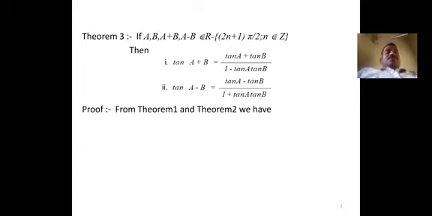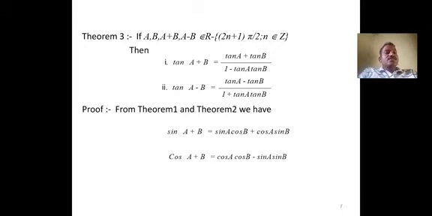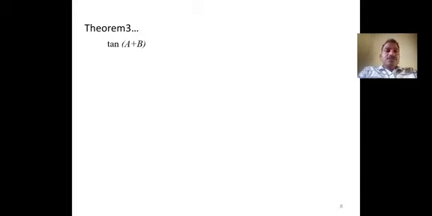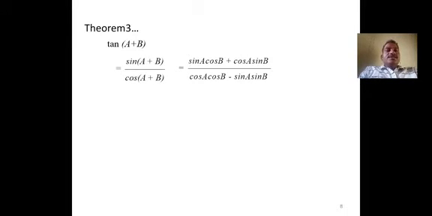The proof of this one: the previous theorems, sin of A plus B and cos of A plus B. Here sin of A plus B is sin A cos B plus cos A sin B, and cos of A plus B is cos A cos B minus sin A sin B. With the help of these two, we have to find the tan of A plus B. Here tan of A plus B is sin of A plus B by cos of A plus B, that is sin A cos B plus cos A sin B by cos A cos B minus sin A sin B. Now divide numerator and denominator by cos A cos B.